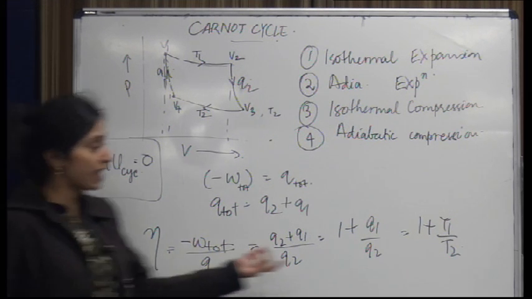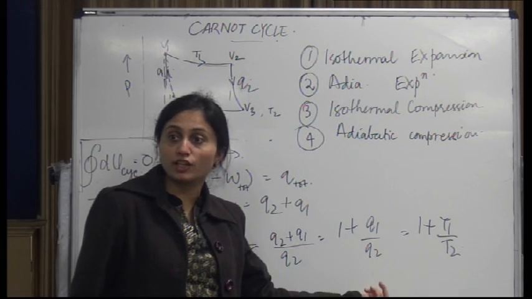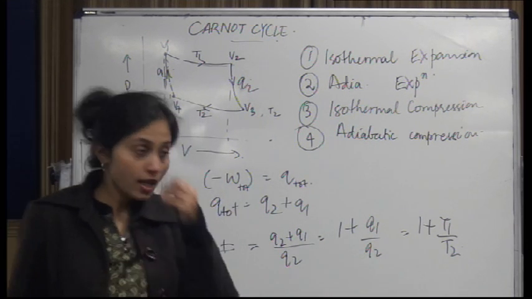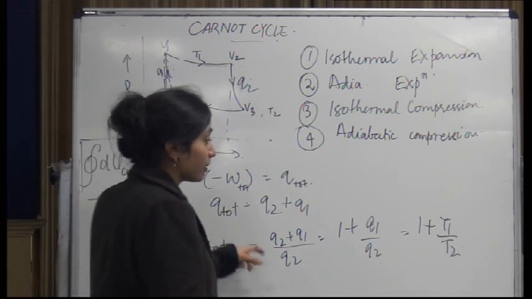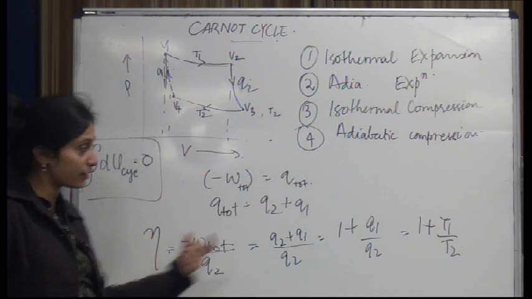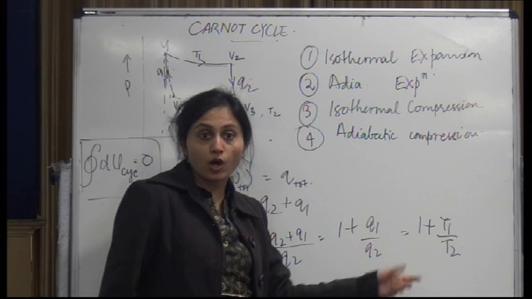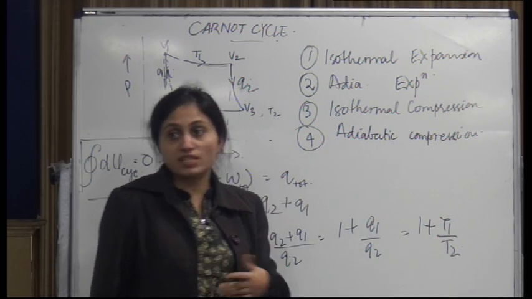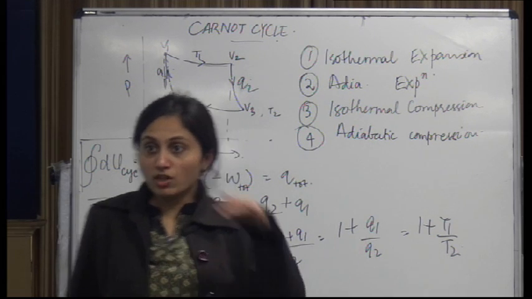The efficiency has the formula 1 plus Q1 by Q2, or it is equal to 1 plus T1 by T2. Now remember that the efficiency will be 100% only when this is equal to 1. And when will that be 1? When my temperature T1 is equal to T2, which is never the case. T1 was at a higher temperature.